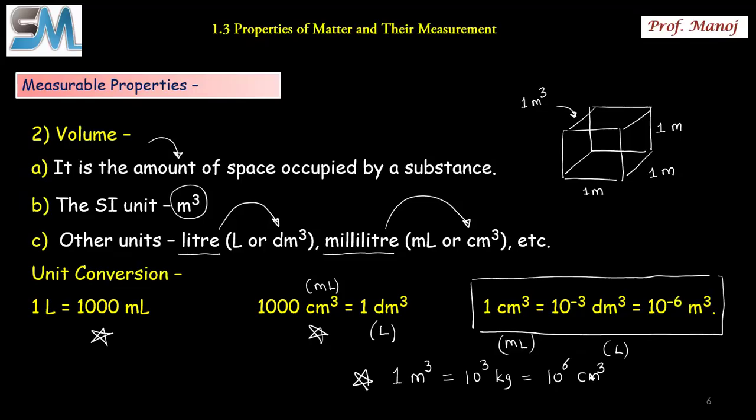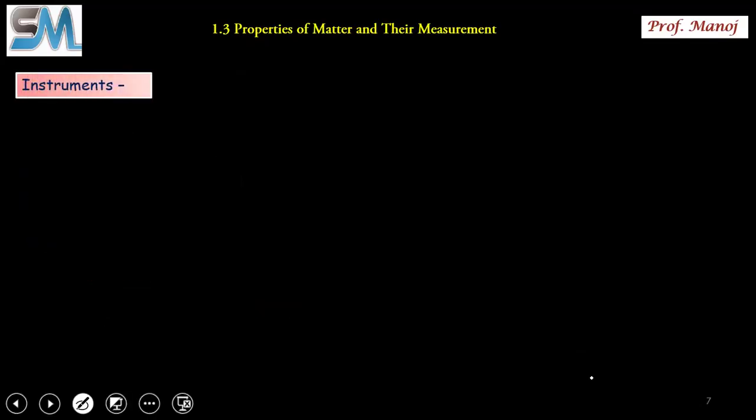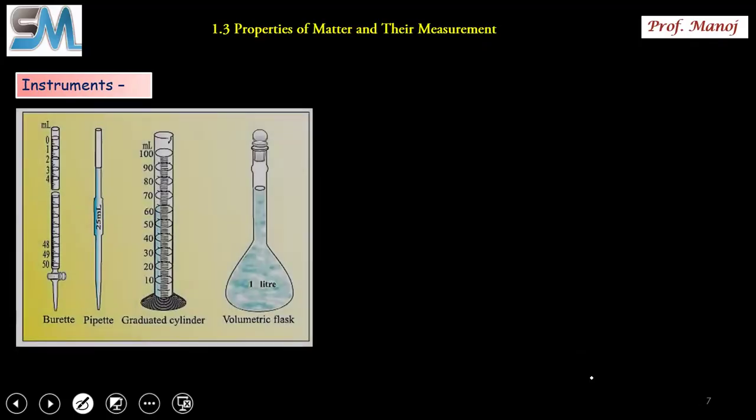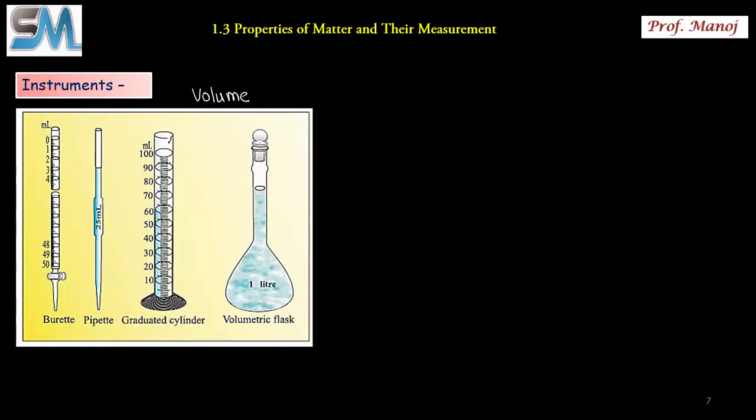So far we have seen the two units called mass and volume. On which instruments do we actually measure them in the laboratory? One of the instruments which we use for volume measurement, we have shown over here. So volume can be measured on one of the things known as burette. Now burette is an instrument which, along with pipette, is used for what is known as titration analysis. You will have a chapter later where we will study about titration and practicals.